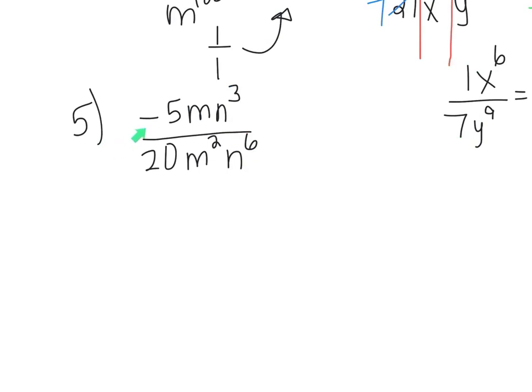Last problem in this group, -5mn to the 3rd over 20m to the 2nd n to the 6th. Looking at this quickly, we reduce the 5/20ths, so that will give us -1/4. M over m squared, we will take the top one away from the bottom and leave us with a single m on the denominator. And here the bigger n exponent is in the denominator as well, so we will do the 6 minus the 3, which will leave us with n to the 3rd in the bottom.